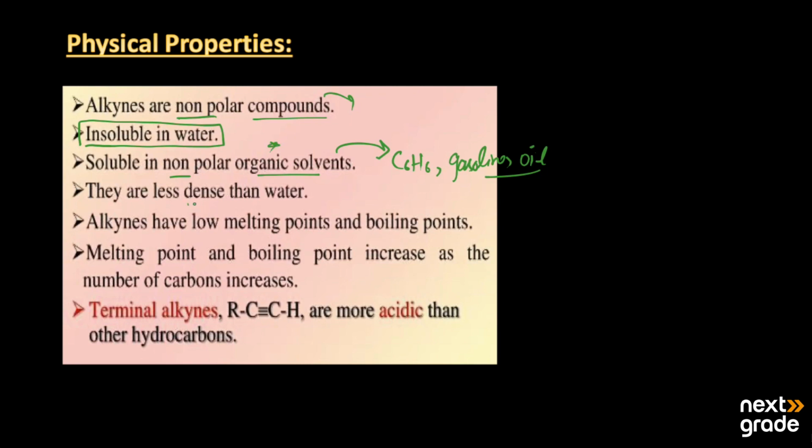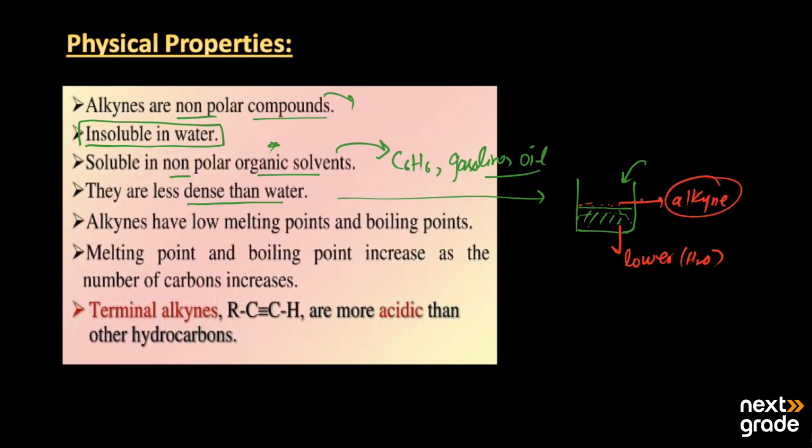Then they are less dense than water. If their density is less than water, it means when we put them in the water, for example, this is the water, and they are less dense than water, so when we put them in, they will float over the surface of the water. The reason is that the water is denser, so it will be at the lower part, and the alkynes, being less dense, will be on the top.